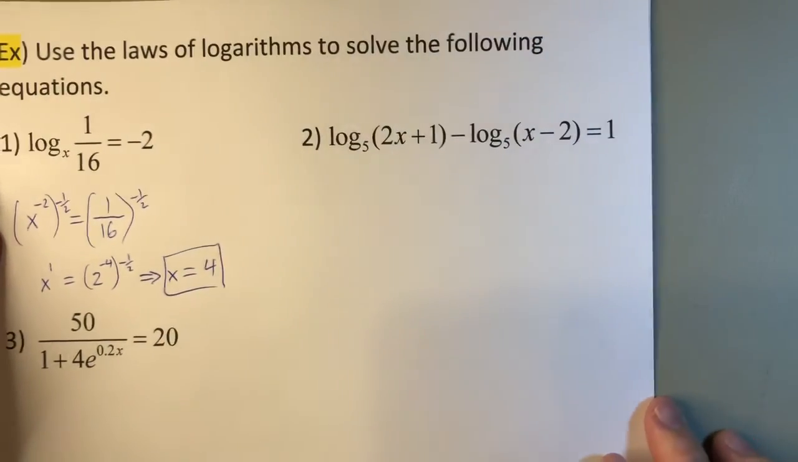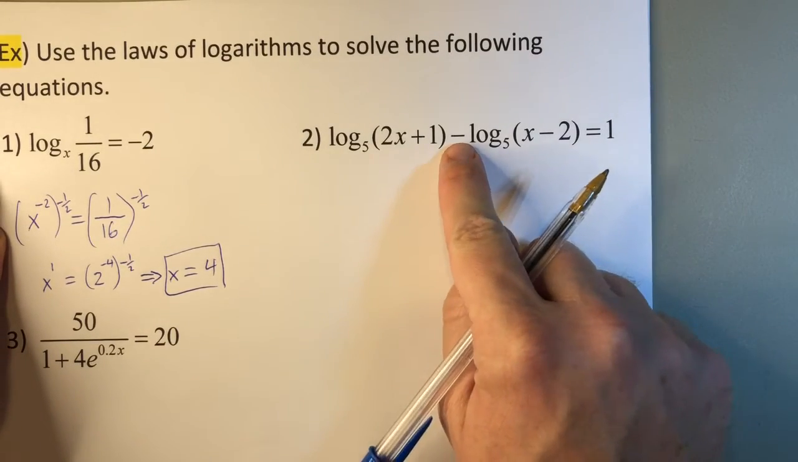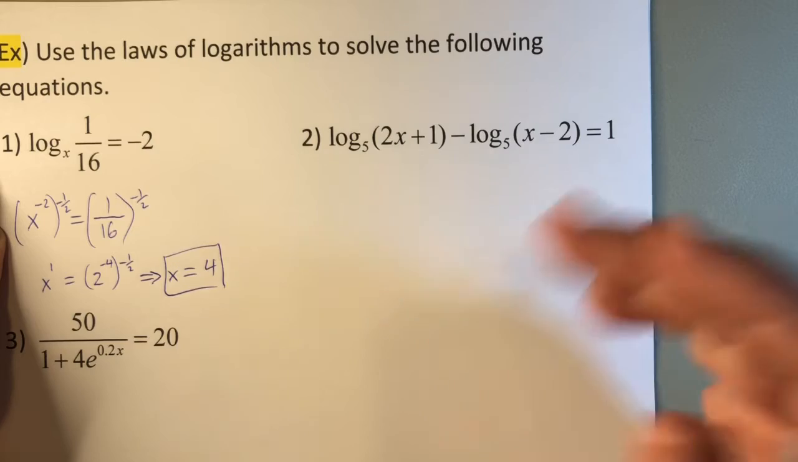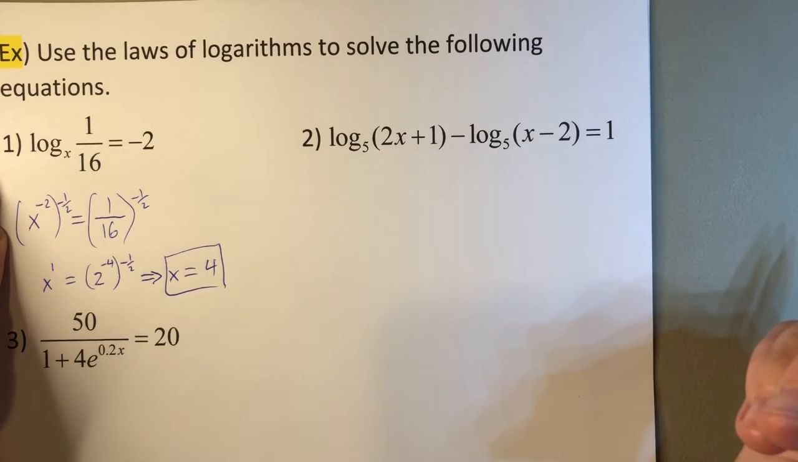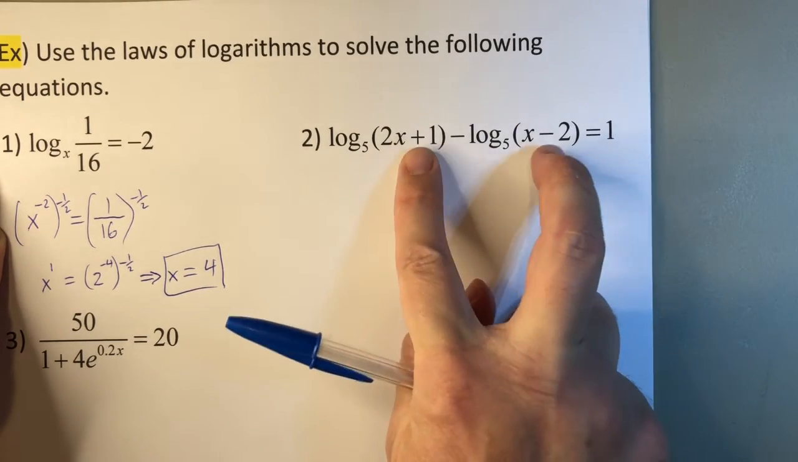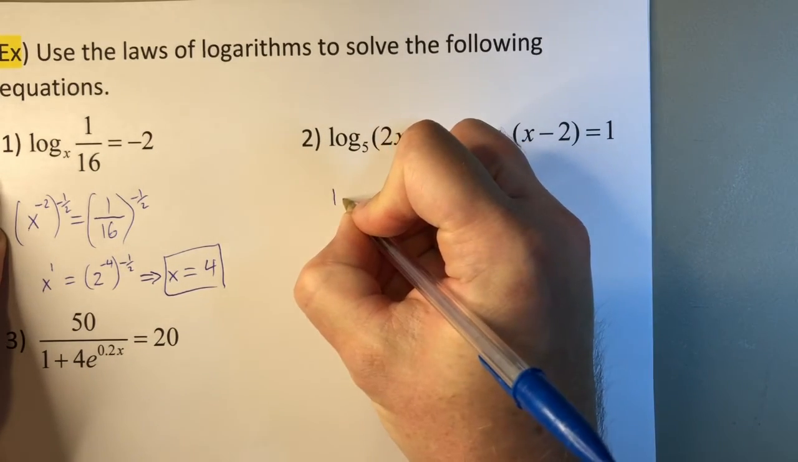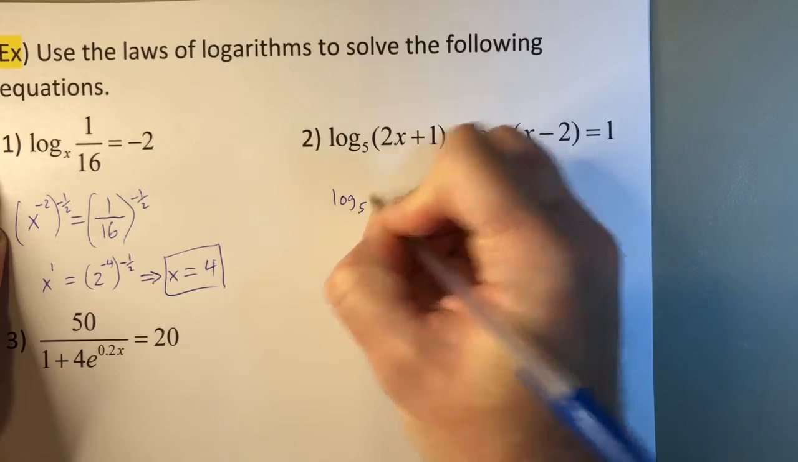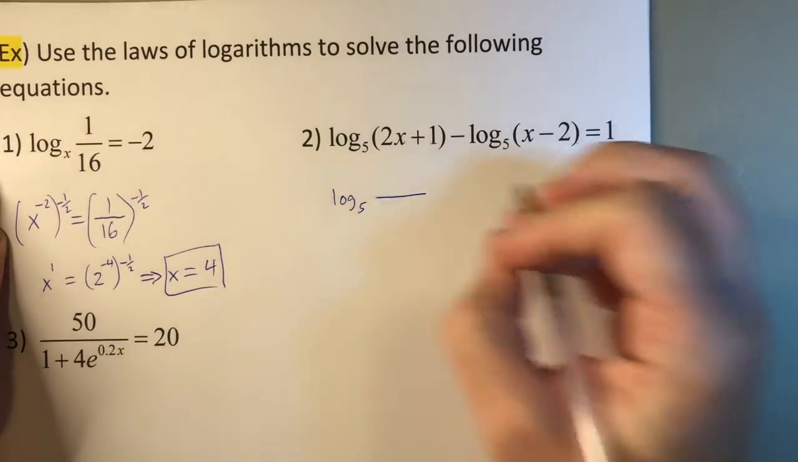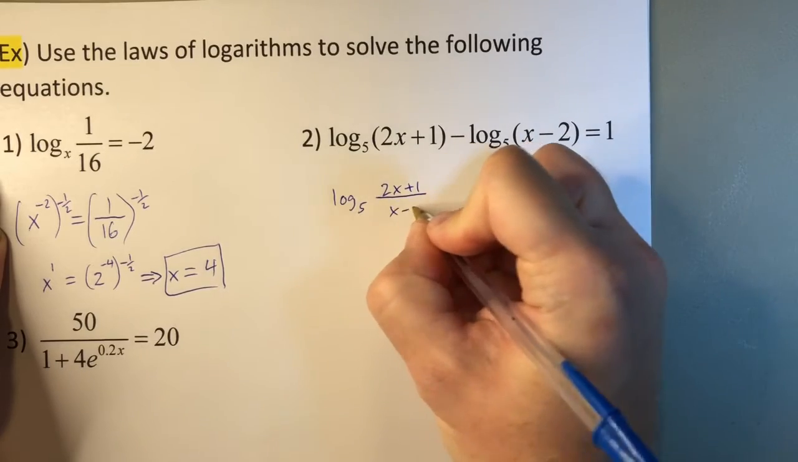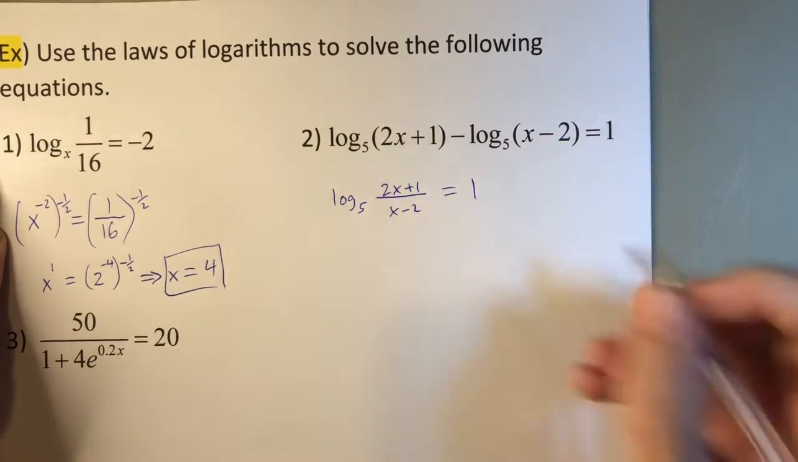All right, let's look at number 2. Here we have a difference of two logarithms. So we have to apply what? The second property, or second law, excuse me, of logarithms, which states what? When you subtract two logarithms, you're actually doing what? You're looking at a single logarithm to whatever the base is of the quotient of whatever you're taking the logarithm of, which would look like that.